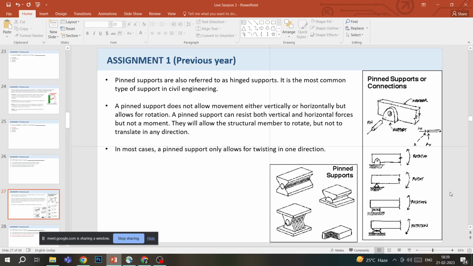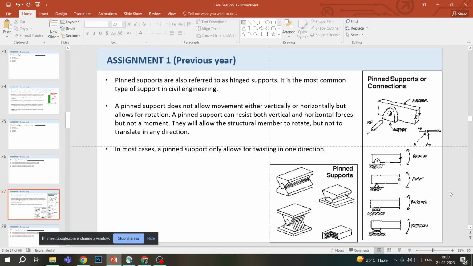So it does not resist a movement. And they will allow the structural member to rotate, but not to translate in any direction. Translate in any direction means to move in any direction. So in most cases, a pinned support only allows for twisting in one direction.